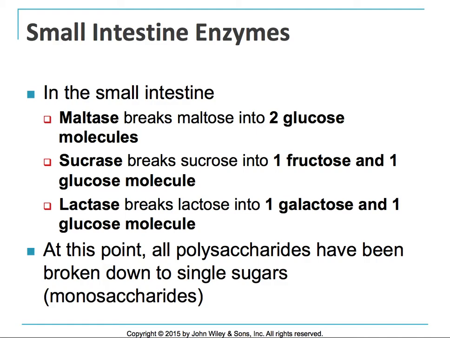So maltose, we know, is made up of 2 glucose molecules. The maltase enzyme goes in and breaks up the maltose into 2 single glucose molecules. Sucrase, same idea, works on sucrose, breaking it down into its 2 monosaccharide units, 1 fructose and 1 glucose. Finally, we have lactase. Lactase breaks down lactose into its 2 monosaccharide units, which we know are galactose and glucose. So at this point, all the polysaccharides have been broken down into single sugar units.